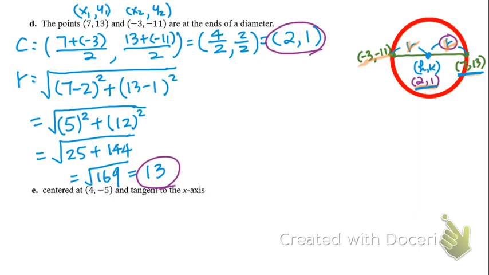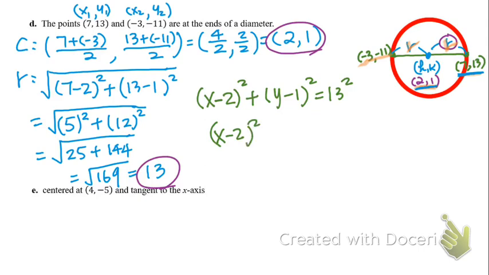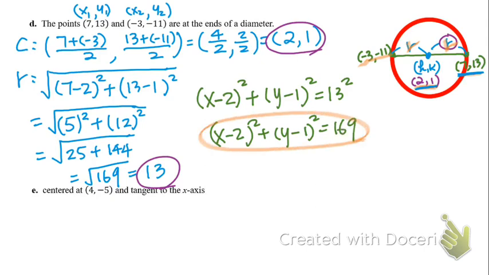Okay? So now I think I'm ready to write the answer. It's going to be (x minus 2) squared plus, again, see, x minus h, right? Plus (y minus k) squared equals 13 squared. And let's go ahead and make it official, which means we're going to square the 13. You can go ahead and do that earlier if you want to. And this is official. That's the final answer that you should leave.